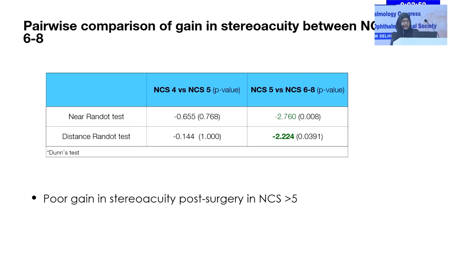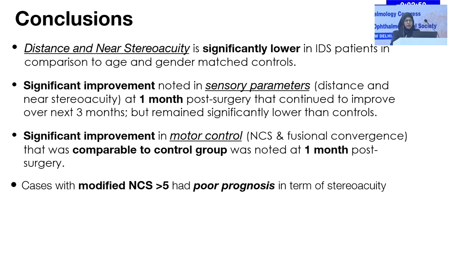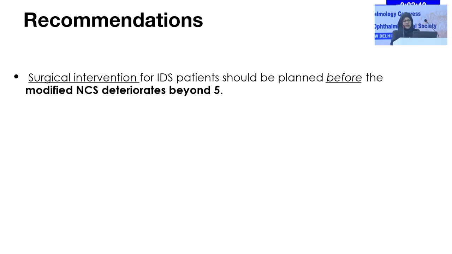And pairwise comparison showed that there is poor gain in stereoacuity if the surgery is done when the Newcastle score deteriorates beyond 5. So the main conclusion was that cases which had modified Newcastle score more than 5 had poor prognosis in terms of gain in stereoacuity if the surgery is done later. So surgical intervention should be planned earlier, before the Newcastle score deteriorates beyond 5 in these patients. Thank you.